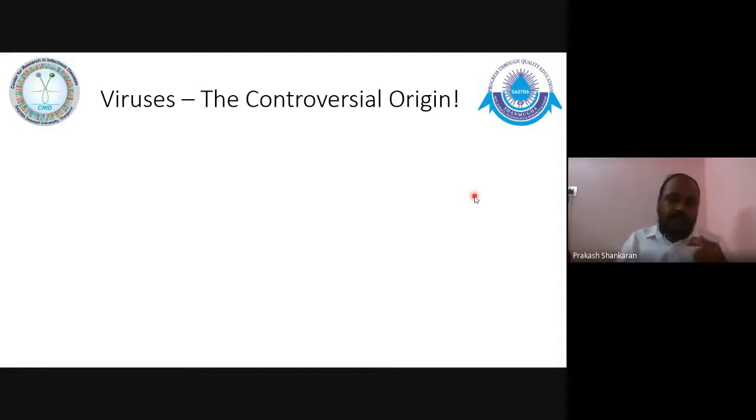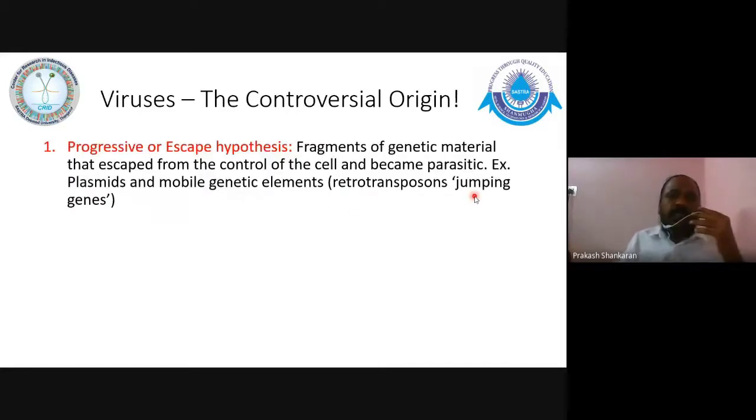There are two important controversies about the viruses. The first one is their origin. Okay, we know there are viruses, but where do they come from? We have microbes, plants, animals, different types of organisms. We don't know, but we have some similarities from all this. But where does this virus come from? Of course, there are even more interesting hypotheses coming up, but these are all the classic three hypotheses that try to answer the origin of viruses. The first one is called the progressive or escape hypothesis.